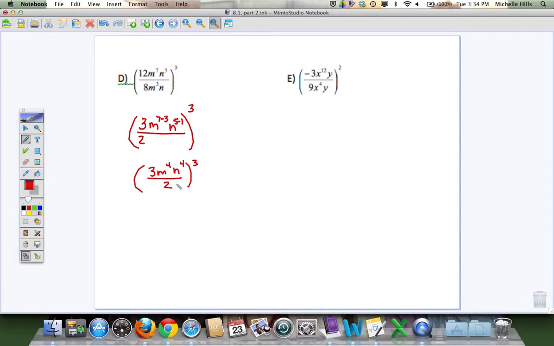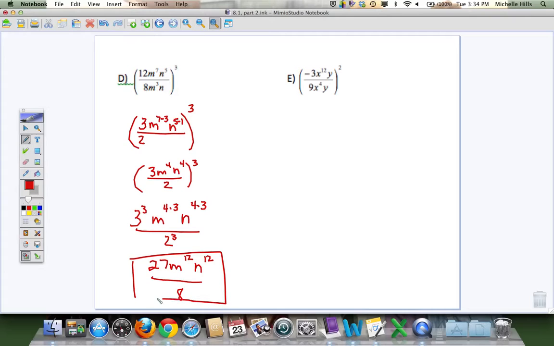But now I still have to cube that. If I think about it, this would be this multiplied by itself and multiplied by itself again. So the numerator, there would be a 3 times another 3 times another 3, so that's 3 to the 3rd power. M to the 4th, another m to the 4th, another m to the 4th. I'd have 12 m's. So m to the 4 times 3 power, n to the 4 times 3 power, and 2 to the 3rd power. So I end up with 27 m to the 12th, n to the 12th over 8. As long as I fully reduce this fraction to begin with, when I cube it, there's nothing else I can reduce. 27 over 8 is already reduced.